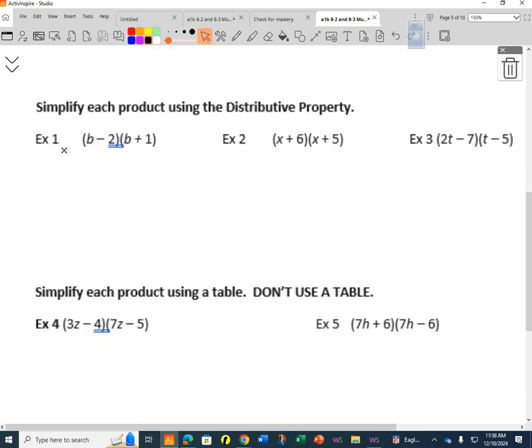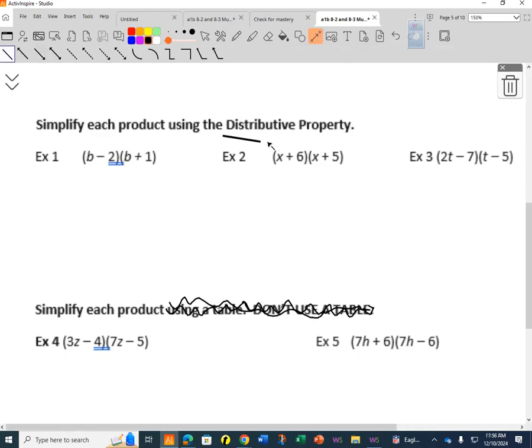Alright, so we're looking at this first example, example 1. First of all, let's cross this out. The directions on your assignment used to say using a table, but I took those directions out, so just scratch out this part. That part would just be confusing. So this says simplify each product using the distributive property. We're going to do all of ours using the distributive property.